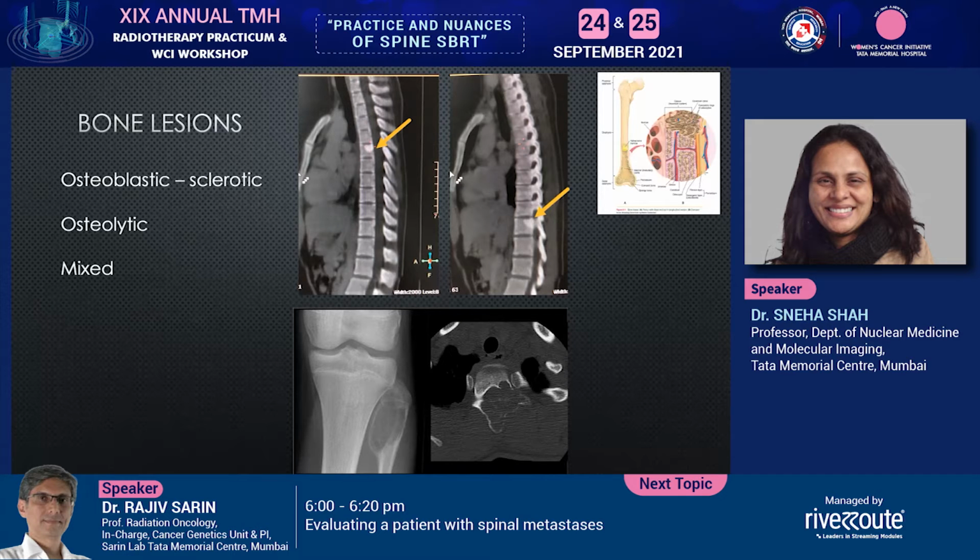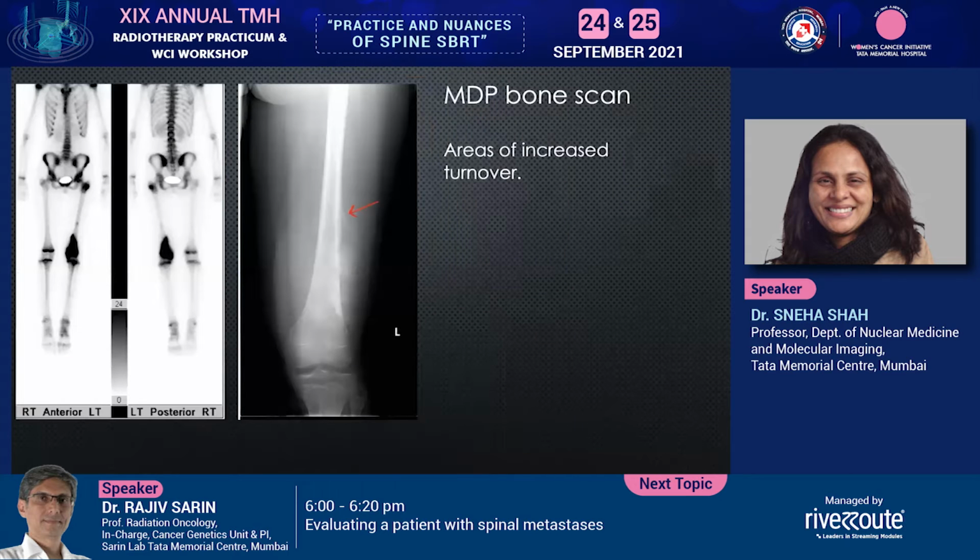So when we talk about bone lesions, the first scan which comes to our mind when you send a patient to a nuclear medicine department is a bone scan. What we commonly use for a bone scan is the phosphate component of the bone, which we tag using technetium 99 MDP. And what we identify is the increased function of the bone, which is visualized as increased tracer uptake, as you can see over here.